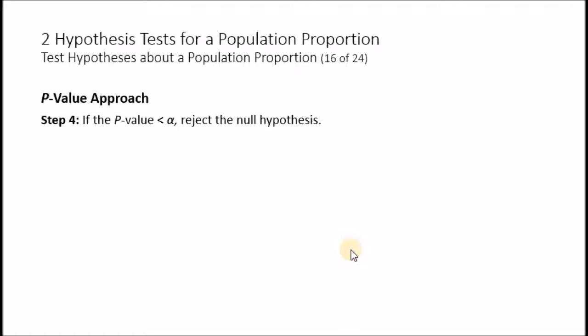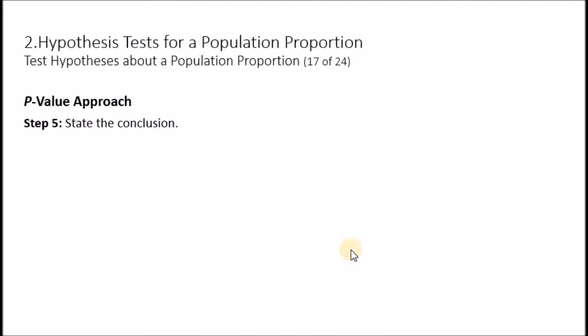And if the p-value is less than alpha, we're going to reject the null hypothesis. Otherwise, we're going to fail to reject the null hypothesis. And then finally, we're going to state our conclusion.